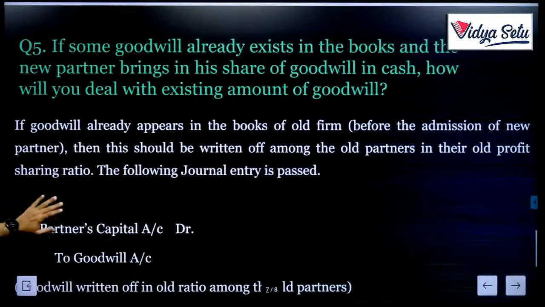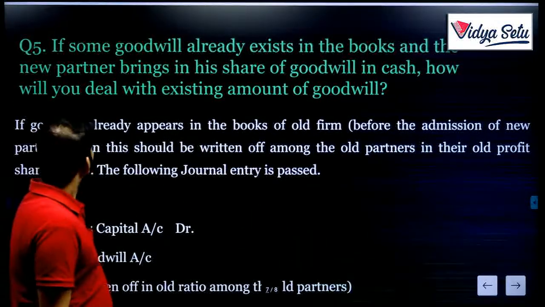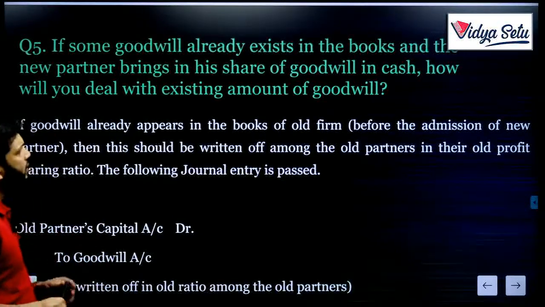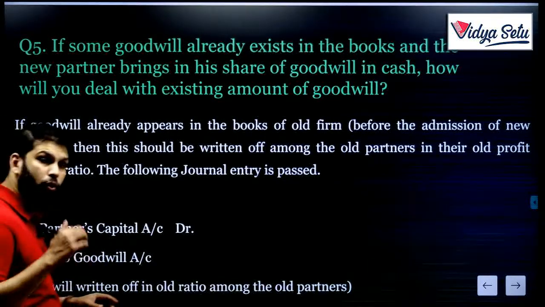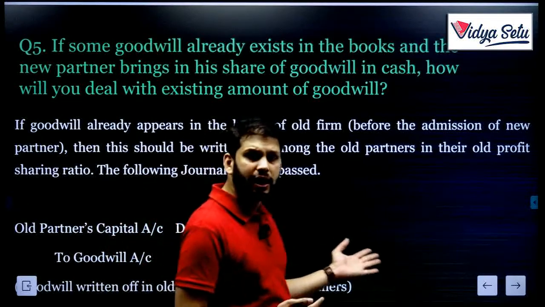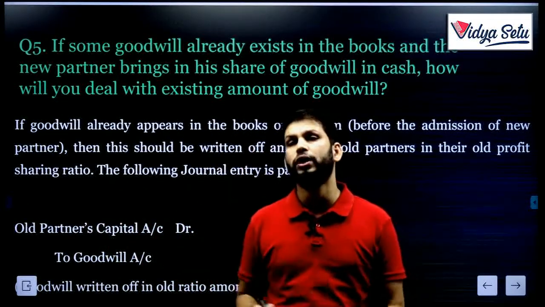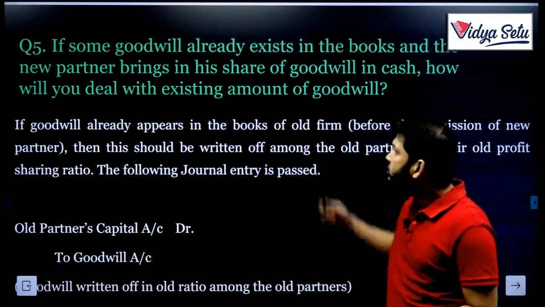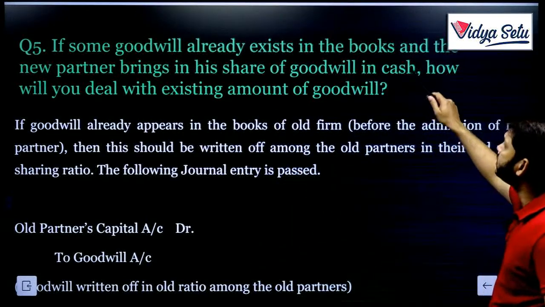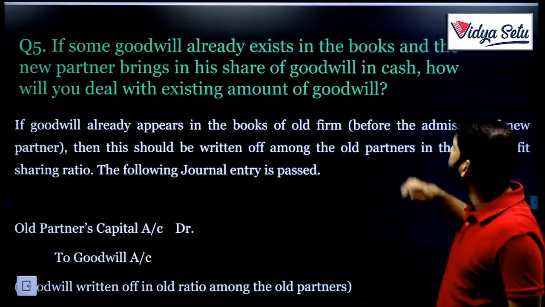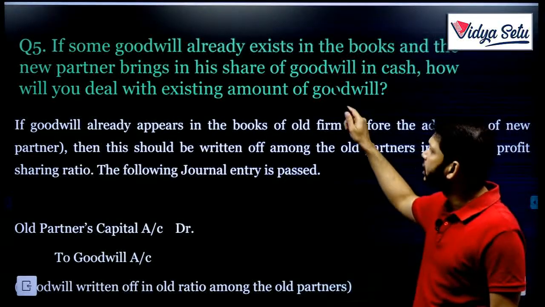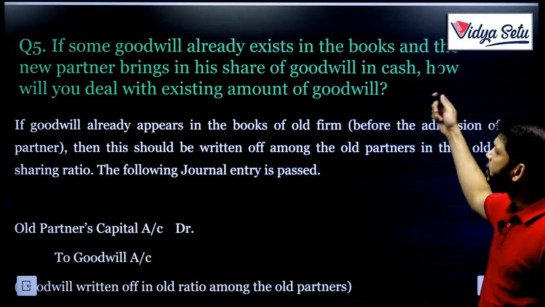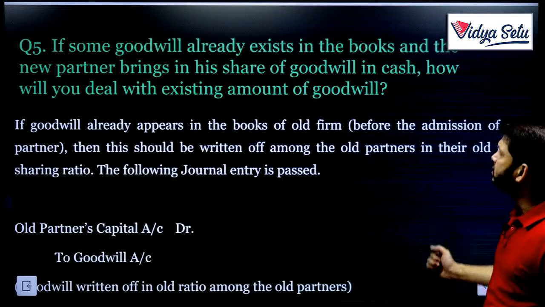Question number 5. If some goodwill already exists in the books, where will it be shown? It will be shown on the asset side of the balance sheet. So if some goodwill already exists in the books, and the new partner brings in his share of goodwill in cash, how will you deal with the existing amount of goodwill?